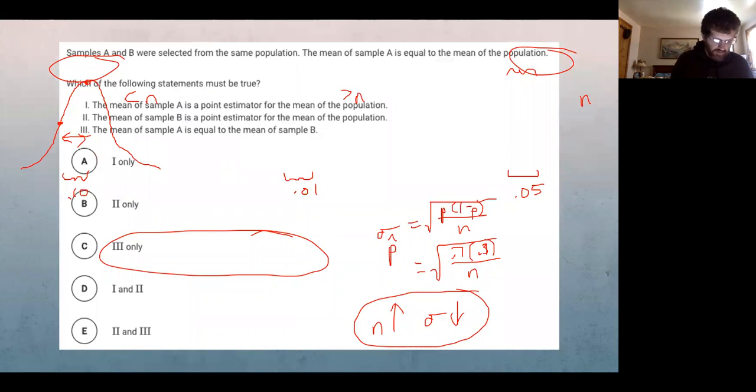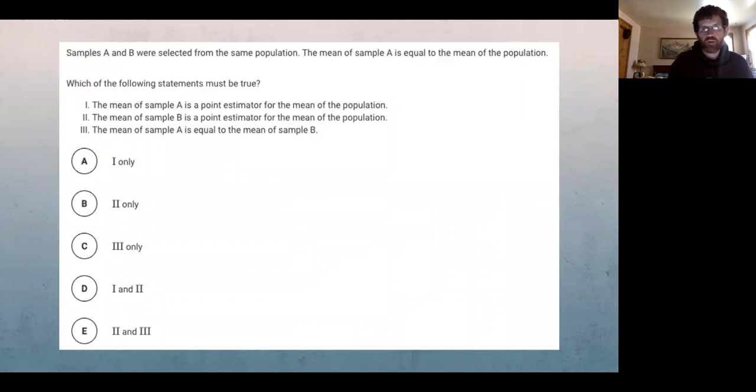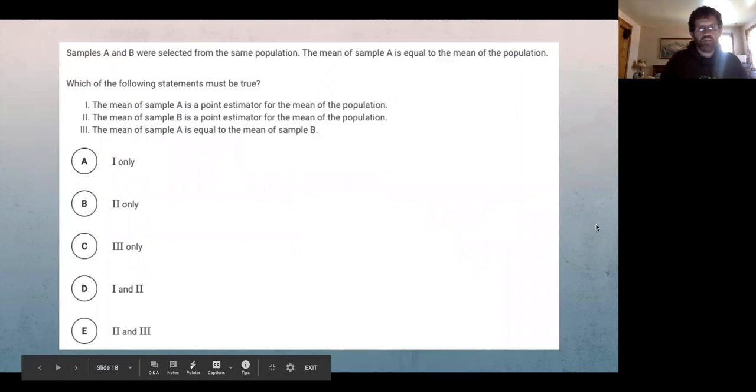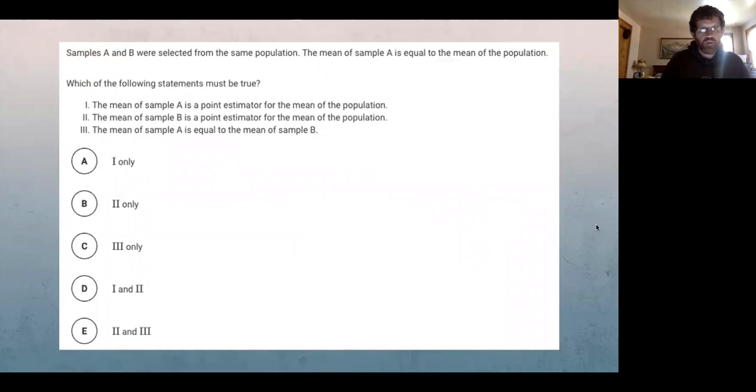Okay, there's 2 more problems. And these, I think, both deal with the point estimator. And this is something that we did talk about, but not to a great degree. So let's kind of go through.